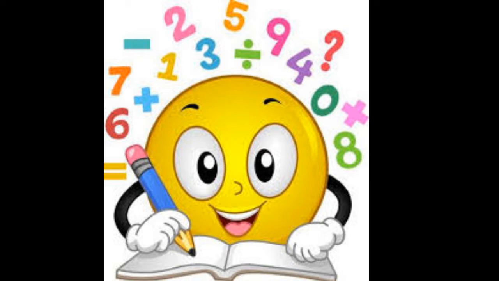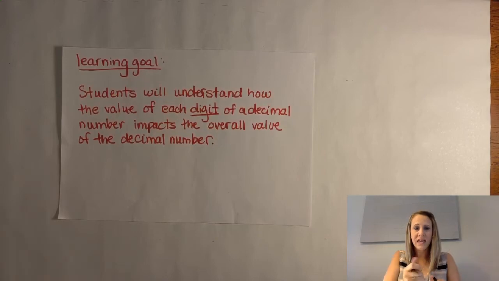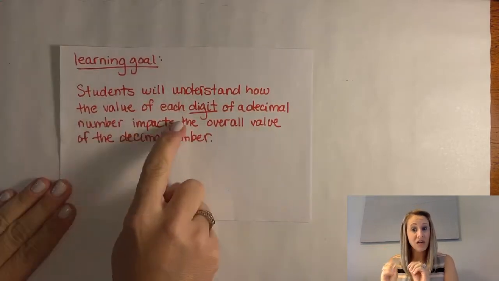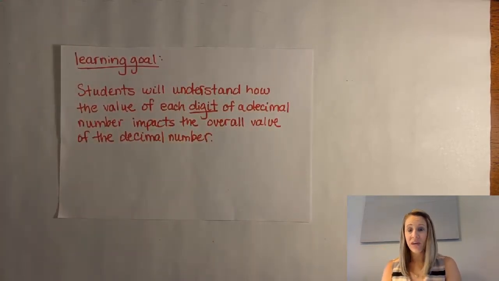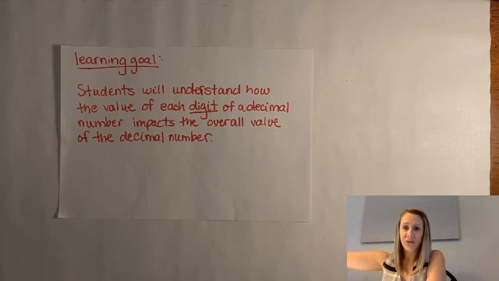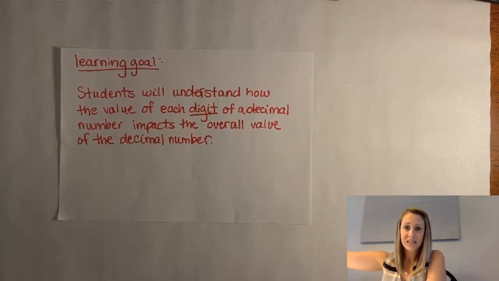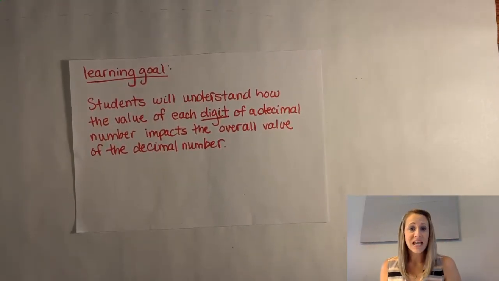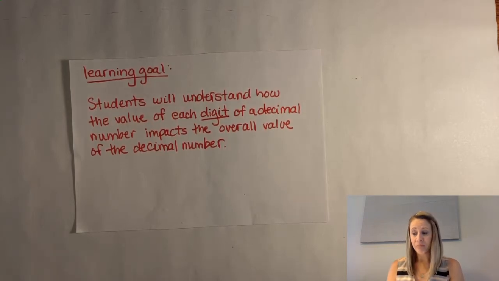So let me clear off my workspace. For our learning goal today, we're going to work to understand how the value of each digit, which is what I underlined in our opener. We underlined the value in the tenths place to compare those. So how each digit of a decimal number impacts the overall value of the decimal number.